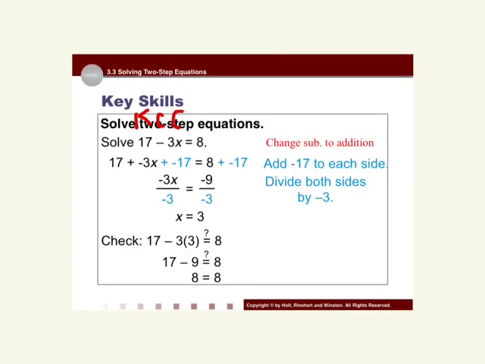To check this, we then plug this back into our original equation. So 17 minus 3 times 3, does that equal 8? And yes, it does. So then we know that we are right.